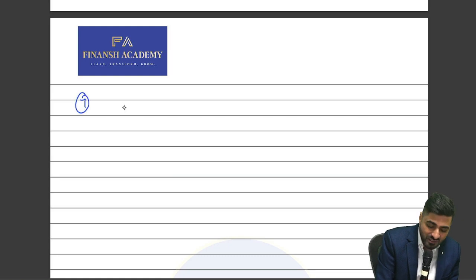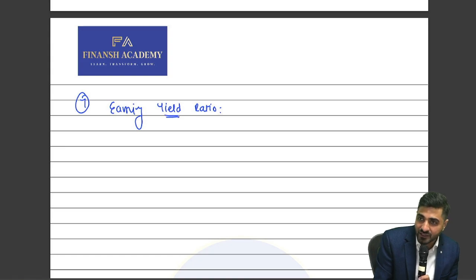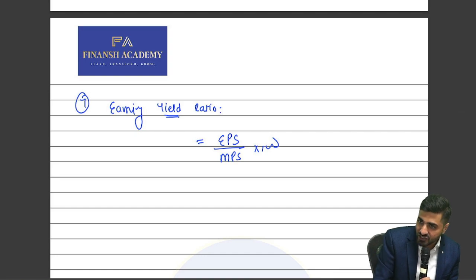What's the next ratio? Earning yield ratio. Can you please tell me what the word yield means? Returns. Now, earning yield ratio will only have one modification. That was the dividend yield ratio, so I took DPS upon MPS. In this ratio I should take EPS by MPS. Okay, so 7 ratios are done.